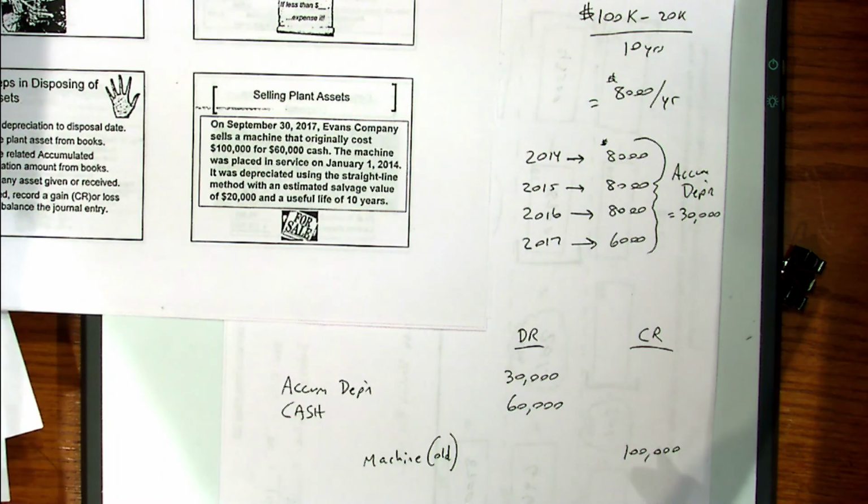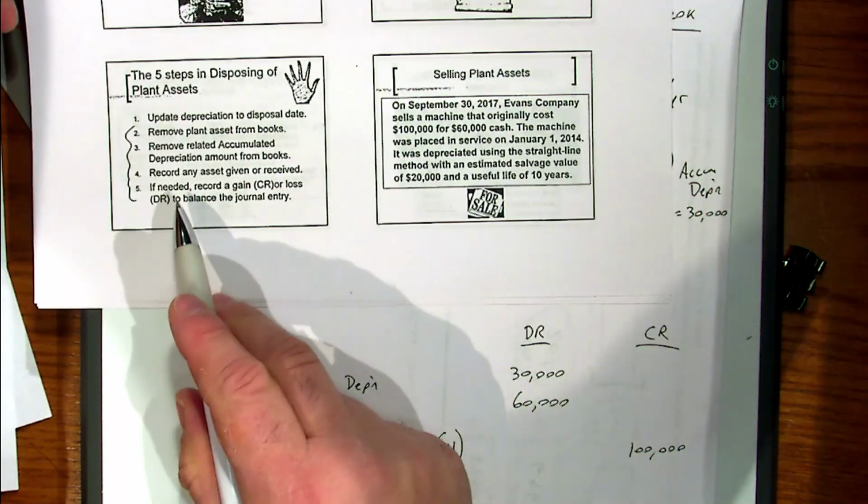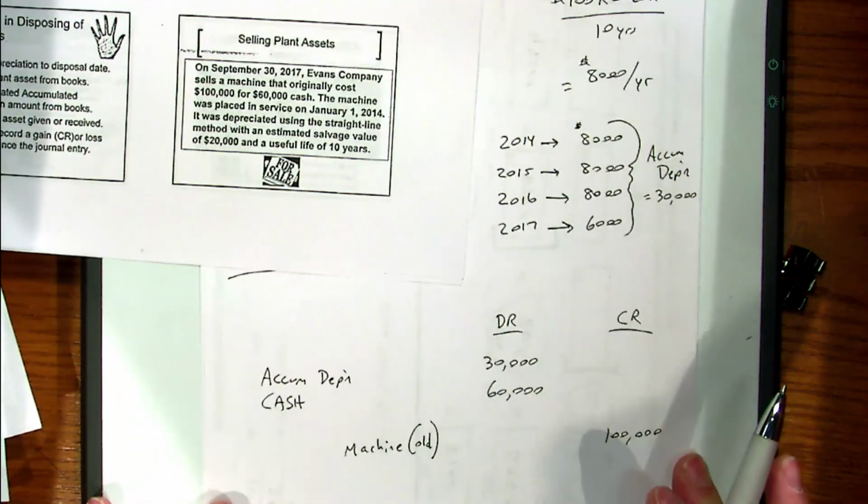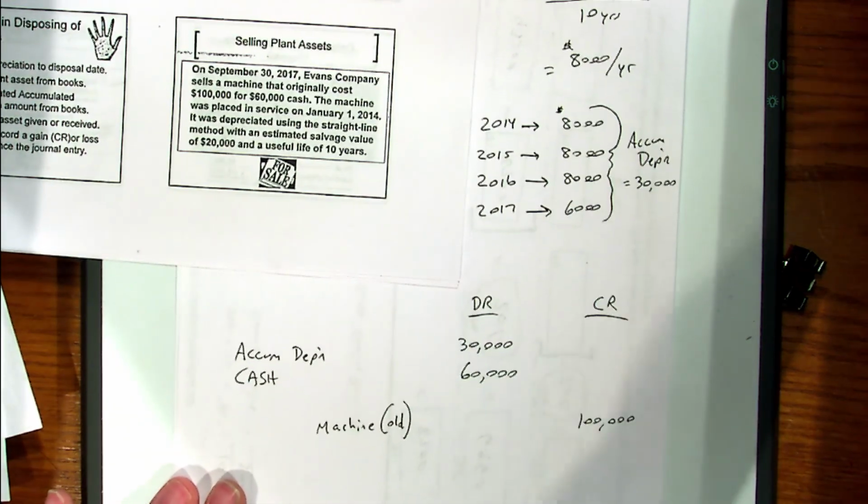Now, what is the final step in the process? If needed, record a gain or loss to balance the journal entry. Does this journal entry balance? It does not balance. Which side needs help? Debit side. How much help does it need? 10,000.